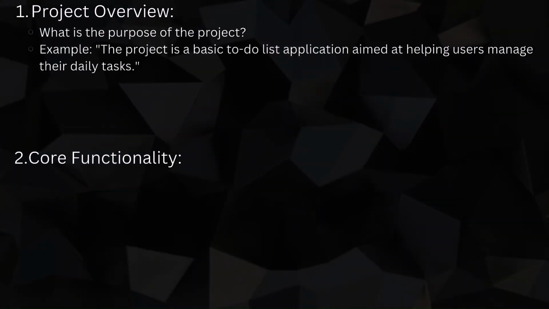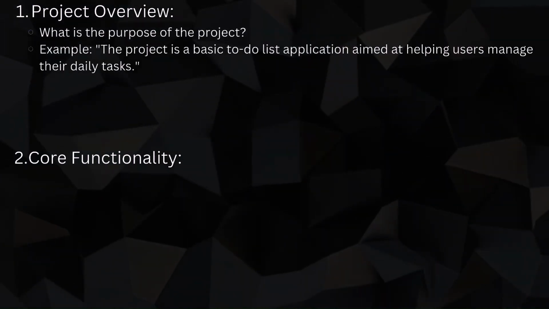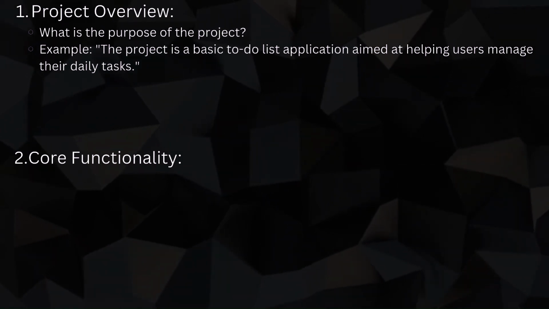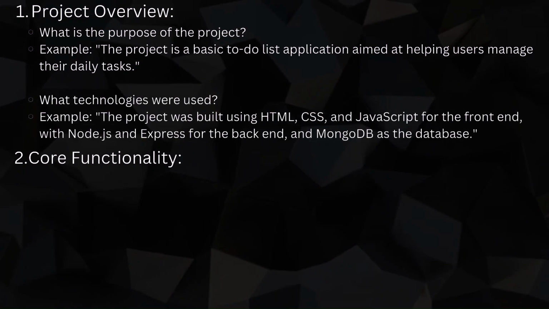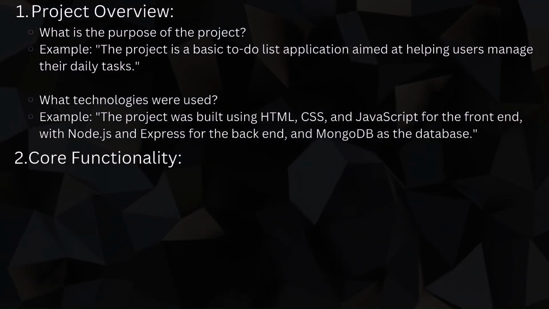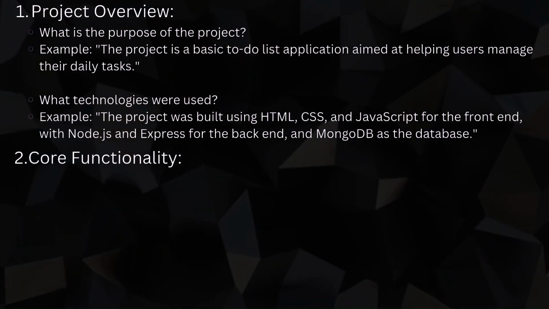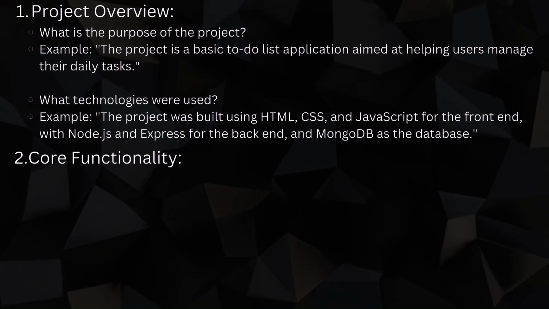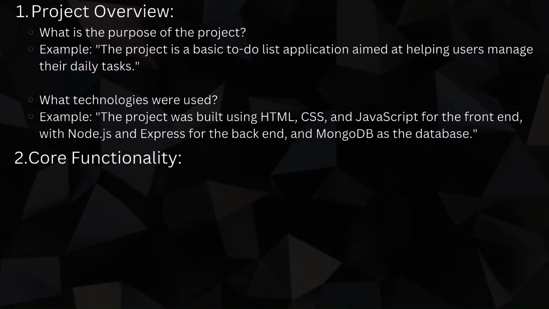One, project overview. What is the purpose of the project? Example: the project is a basic to-do list application aimed at helping users manage their daily tasks. What technologies were used? Example: the project was built using HTML, CSS, and JavaScript for the front end, with Node.js and Express for the back end, and MongoDB as the database.